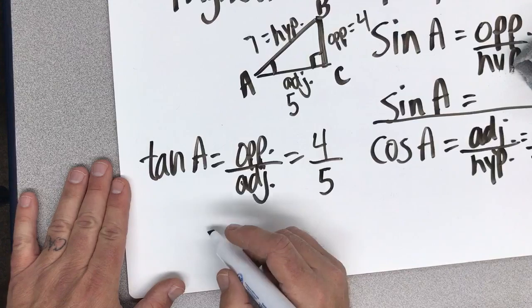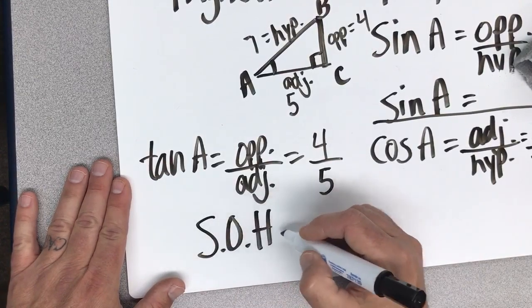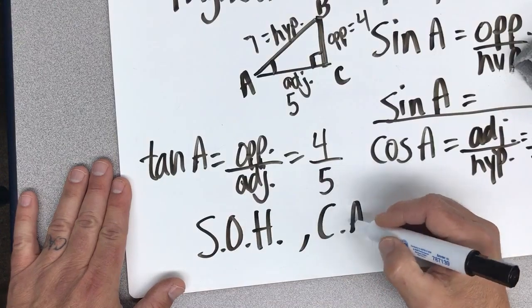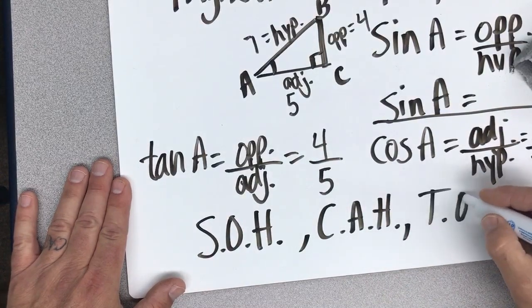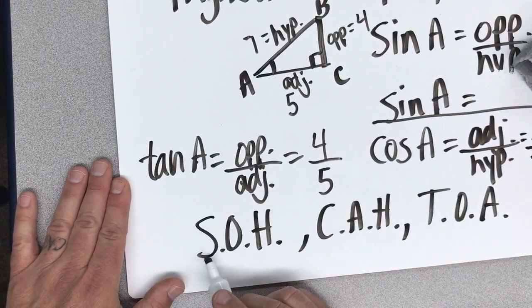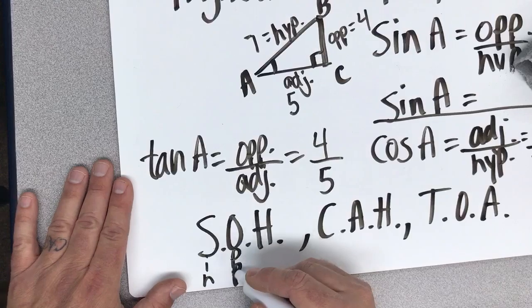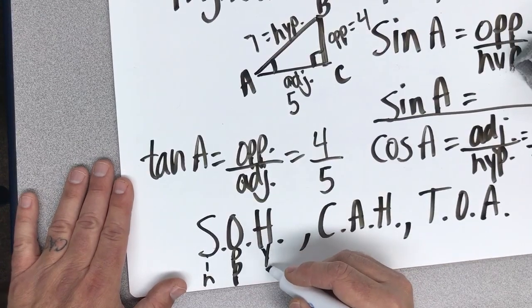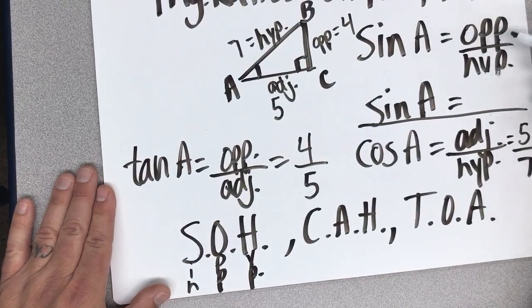There's a mnemonic, I'm sure some of you have heard. It's SOH CAH TOA. The S stands for sine, O is opposite, and H is hypotenuse. So those are the sides, opposite over hypotenuse, just like here.